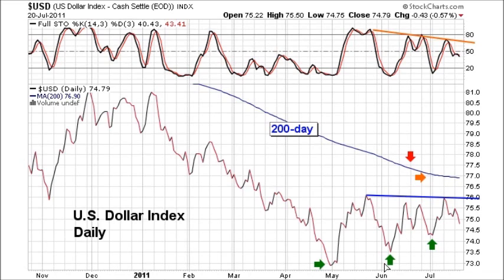These green arrows show us an intermediate term or short-term bullish development in the U.S. dollar. This is a series of higher lows, which is something that you need in order for a trend to change from a negative trend to a positive trend.